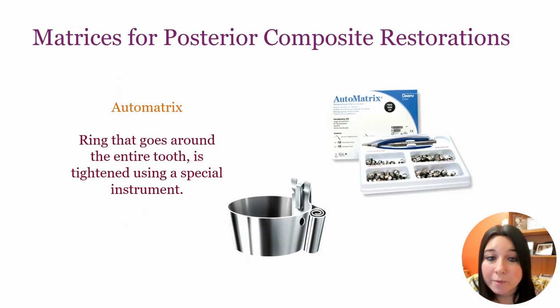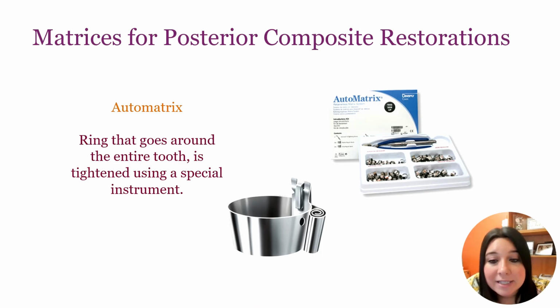Next we have the automatrix, which is a ring that goes around the entire tooth, and then there is a special instrument used that helps to tighten it. It doesn't require any separate retaining rings to hold it in place, but it just solely relies on that act of cinching it tight together around the circumference of the tooth. This is what I prefer to use instead of Tofflemires if there's not an adjacent tooth.